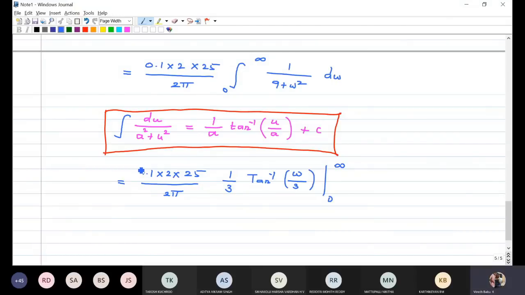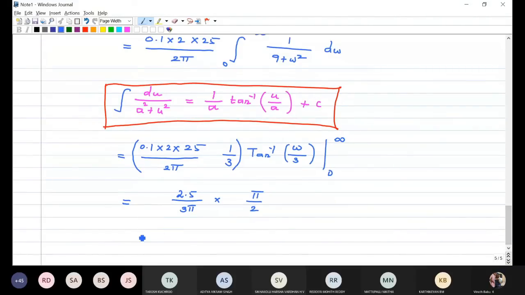So somebody simplify all these terms. If you substitute the upper limit, tan inverse infinity, it's pi by 2. Tan inverse 0, it's 0. So can you simplify the entire thing and give me the result? 5 by 12. Is it the same answer? Yes, sir. Same.